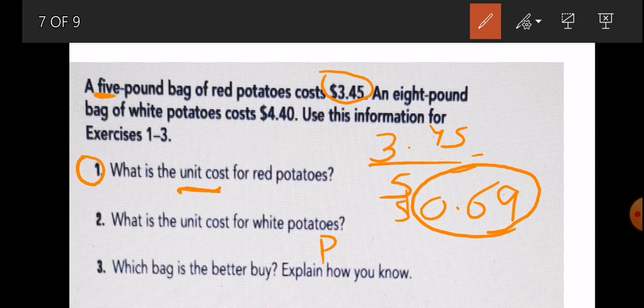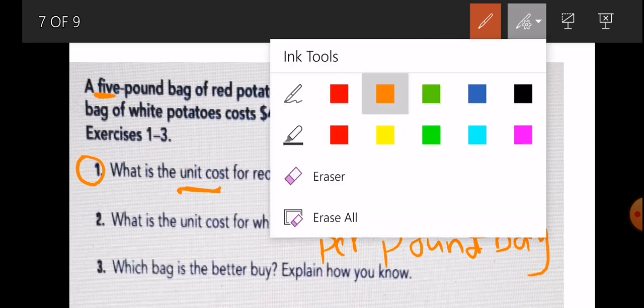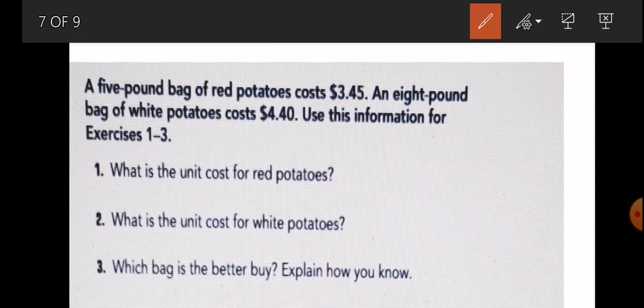No, per pound, bag. So you have to tell what this cost is for. So after you get your unit cost and you finish your division, the way of writing it is price per item. Again, remember it, price per item. So the price, then the word per, then the item that you want to buy. Okay, let's make another one. I will erase this for you to do another one.